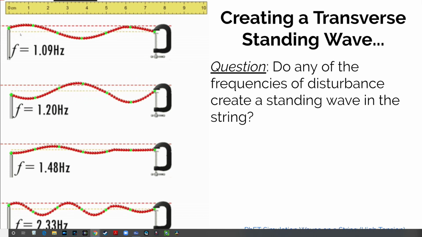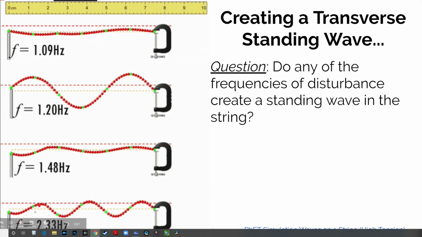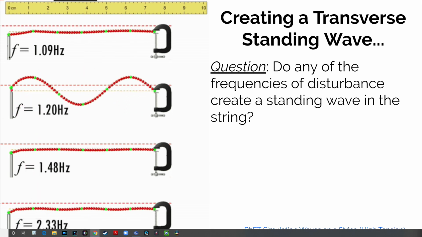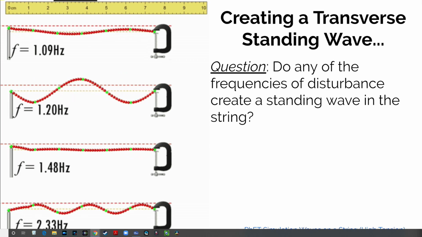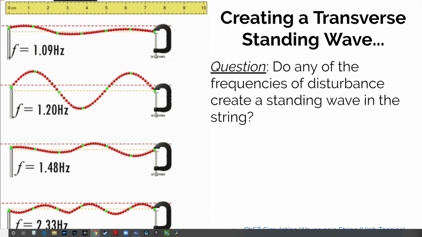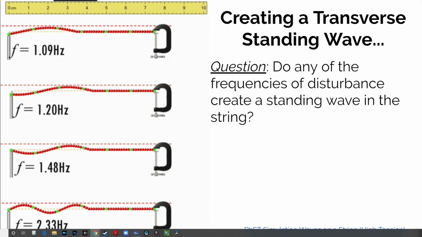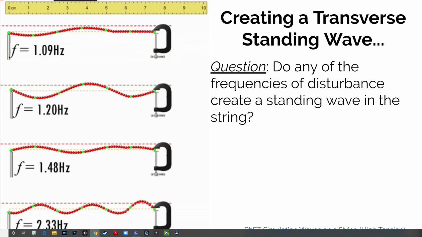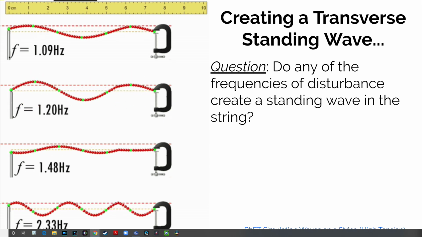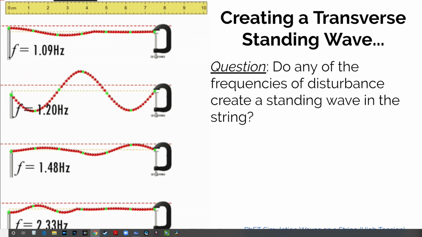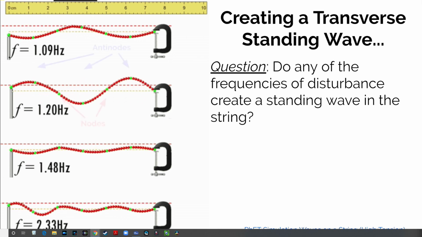So I have a simulation with 4 different frequencies of disturbance, disturbing it on the left-hand side. And the question is, do any of those frequencies create standing waves in those strings? Well, how do we know if it creates a standing wave? You have to look and see, does the material have nodes, spots where they stay at equilibrium, and antinodes that have a big displacement from equilibrium? Well, looking through those 3 different options, there's only one that actually produces something that resembles a standing wave. If we look at it, it's right here.